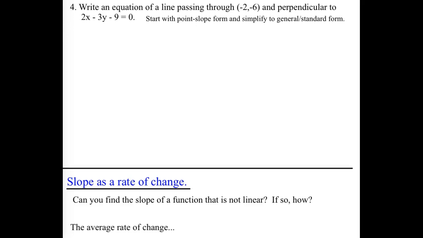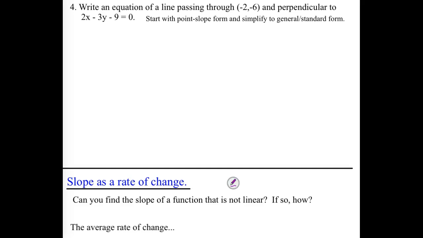All right, this one says, write an equation for a line passing through negative 2, negative 6. We want it to be perpendicular to 2x minus 3y minus 9 equals 0. So start with point-slope form and put your final answer in general or standard form. Okay, I'm going to pause the recording again. I want you guys to try this. Check in with your partners once you find your slope. Make sure you're correct before you move forward.